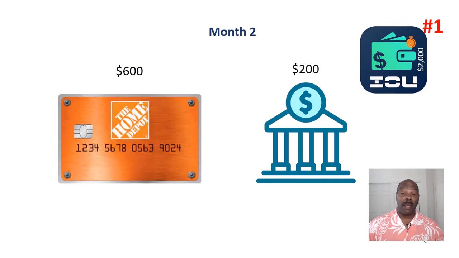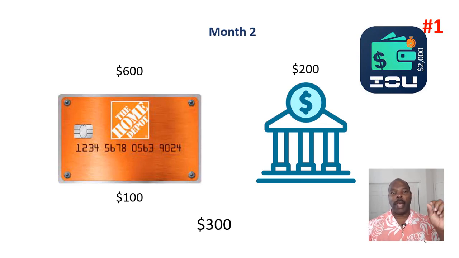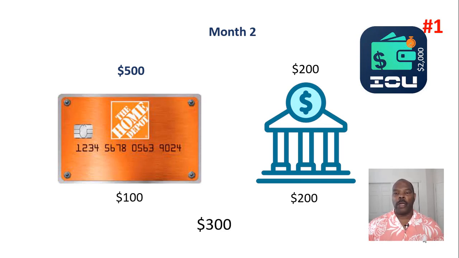The next month, the same thing. The rental company pays $300 and $100 is applied to the Home Depot card. That pays the balance down on the Home Depot card by $100, so there's a $500 balance on the Home Depot card. And then the other $200 of the contribution goes towards the savings account. So that savings account balance goes up to $400.